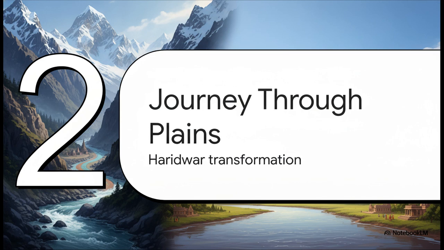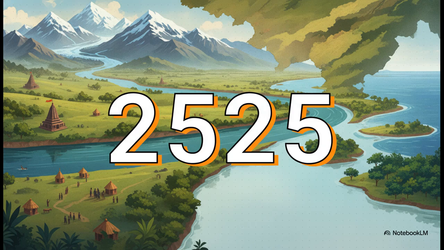Moving right along to Section 2, Journey Through the Plains, the Haridwar Transformation. So after Devprayag, our newly named Ganga cuts its way through the mountains until it hits the city of Haridwar. And right here, the entire character of the river completely transforms. It escapes those steep, narrow mountain gorges and suddenly spills out into the flat plains. The slope drops to practically zero, and this fast, super aggressive mountain river instantly turns into a wide, slow-moving giant. This sweeping giant now starts an absolutely massive journey across the Indian subcontinent.